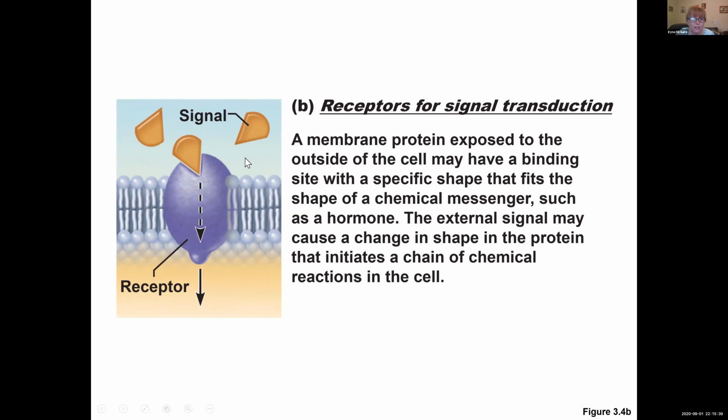Here's the receptor protein. Those are membrane proteins that are exposed to the outside of the cell, and it has a binding site, right? Some molecules, like a signal molecule, which can be a hormone or a neurotransmitter, can attach to this receptor protein, and it causes some change within the cell.